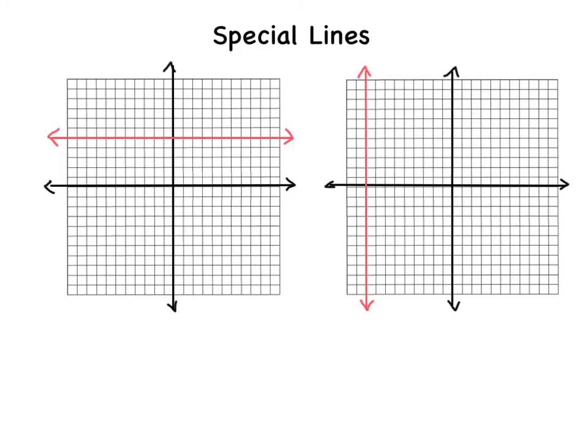These are special lines, and in Algebra 2 they will really come into play a lot. So we really need to know these. This is a horizontal line, and this is a vertical line. Let's pause our video and go ahead and write that in.